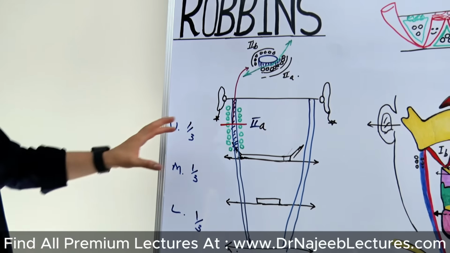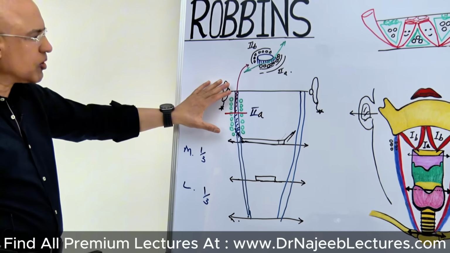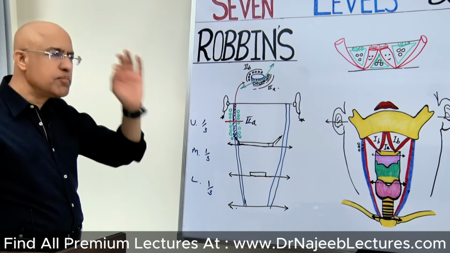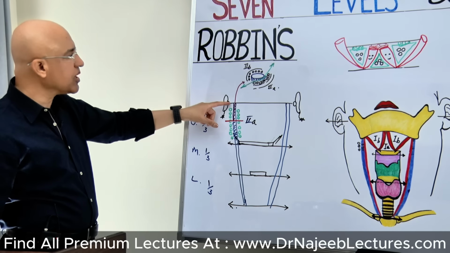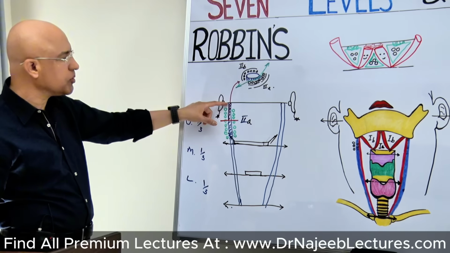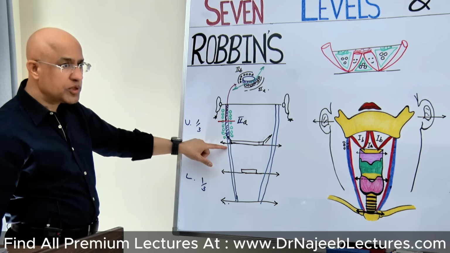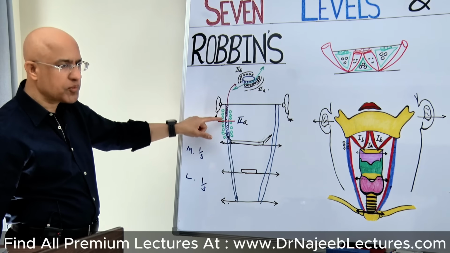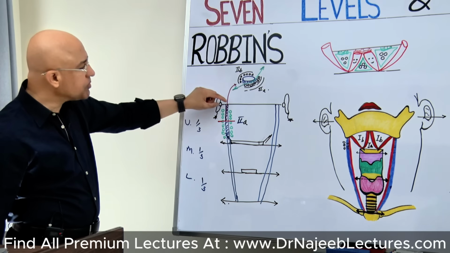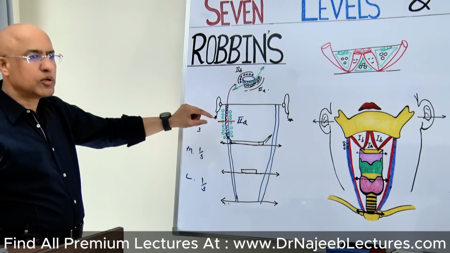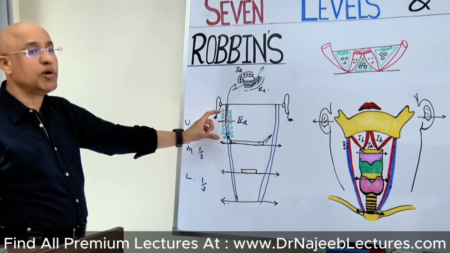Now, this is very clear. If you cannot remember A and B separately, there is no problem. Even if you just remember that the part of the internal jugular vein which extends from the base of the skull up to the inferior border of the hyoid bone, which is usually the upper 1/3 of the jugular vein, the deep cervical nodes along that vein are Robbins classification level 2.